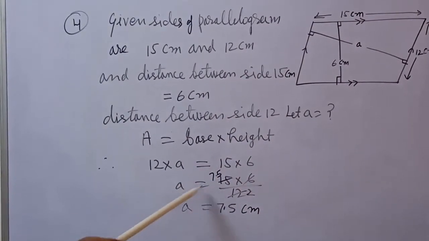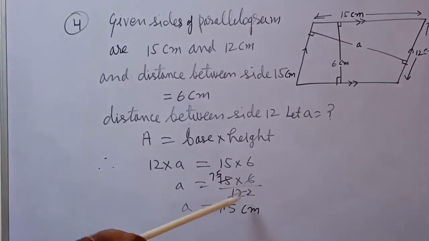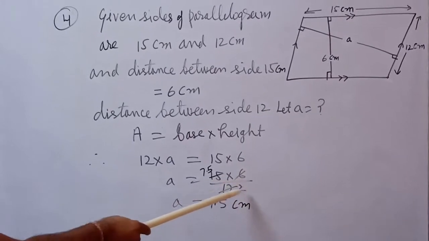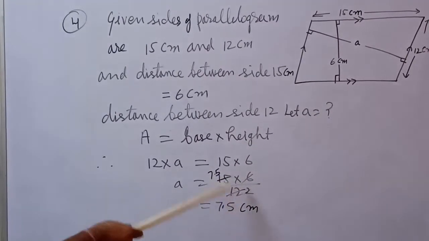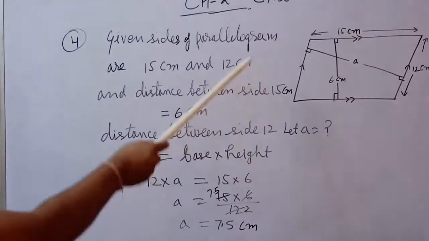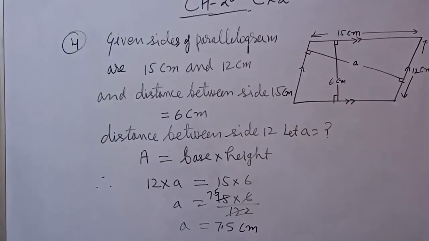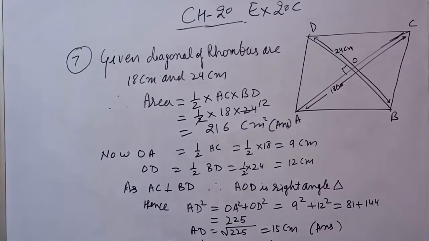So A equal to 15 into 6 upon 12. Dividing by 2, 6 by 12 gives 1/2, and 15 divided by 2 is 7.5. So A equal to 7.5. So the distance between the sides of 12 centimeter is 7.5 centimeter. That is question number 4.